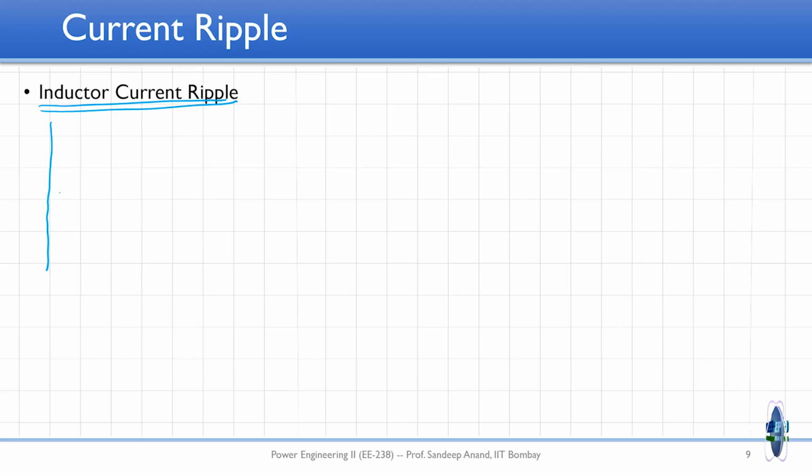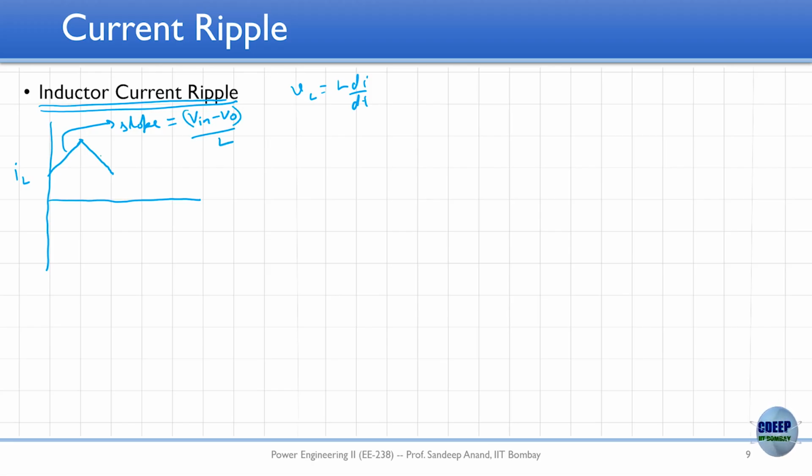if you see the inductor current, right, it goes up, it comes down. What is the slope with which it is going up? So you imagine the equation V equal to L di by dt, right? The slope should be equal to V by L. So what is the positive slope equal to? V in minus V naught by L, right? And what is this slope? This slope is equal to minus V naught by L.